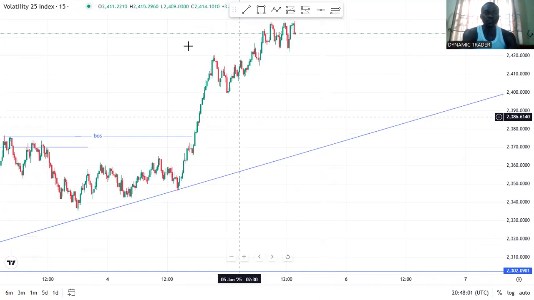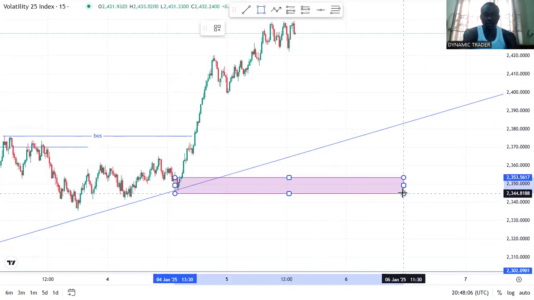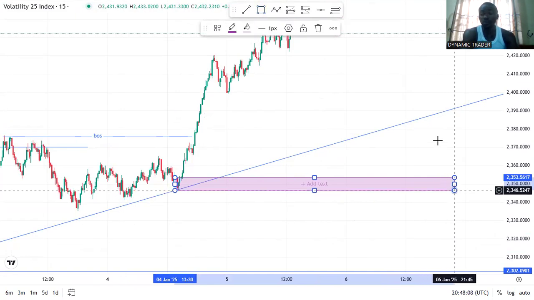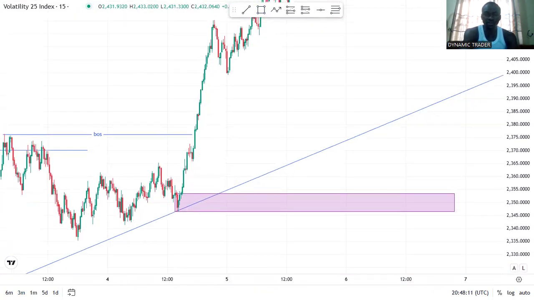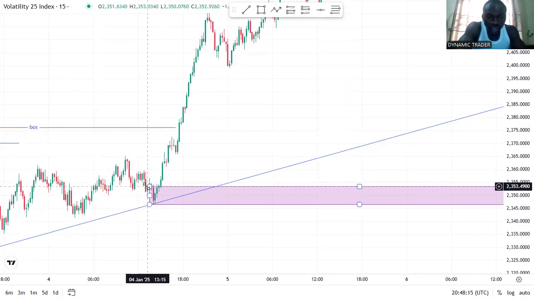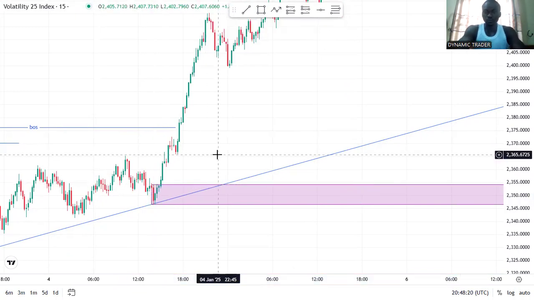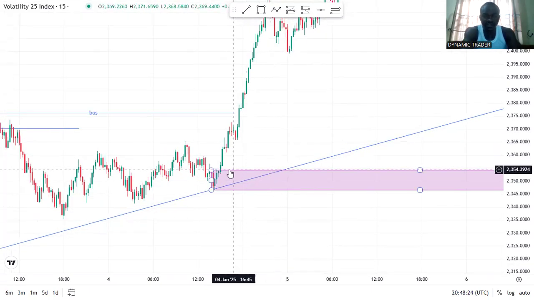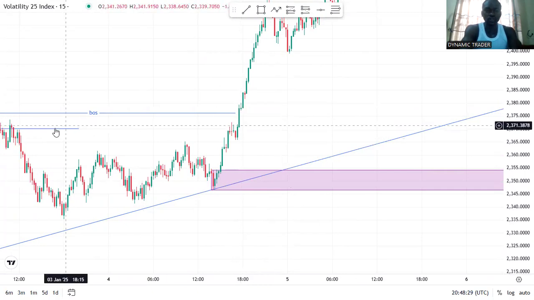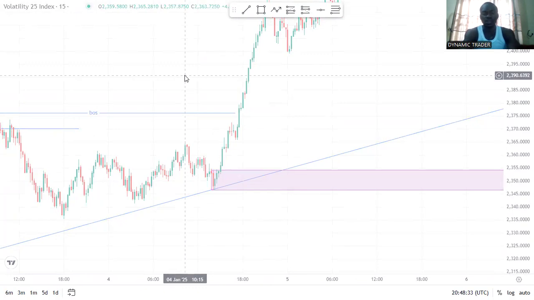On the 15-minute time frame, the major break of structure is this. We'll mark out the order block that caused the break of structure. So this is the block, the order block, or you can call it a demand zone. In the case of a buy, we call it a demand zone. So this is the last bearish candle that caused the break of structure to the upside. If I go back to the 1-hour time frame, you can see that clearly.